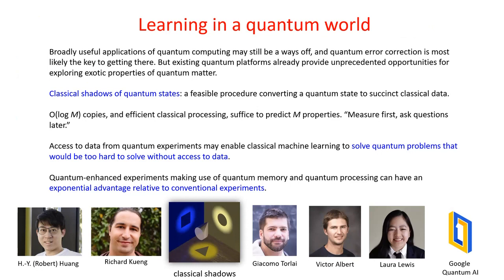If we have access to data from quantum experiments and then we apply classical machine learning to that data, we can in some cases solve quantum problems that would just be too hard to solve without access to data. And if we do quantum enhanced experiments, which make use of quantum memory and quantum processing, that can, for some tasks, give us an exponential advantage in the number of experiments we need to do to predict reliably.